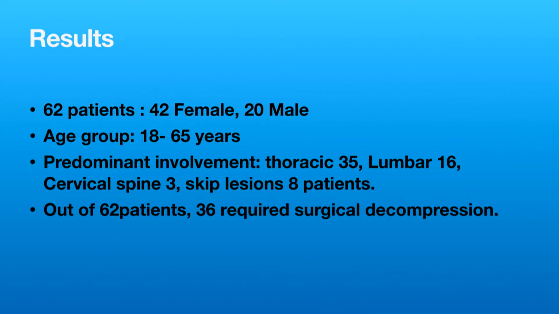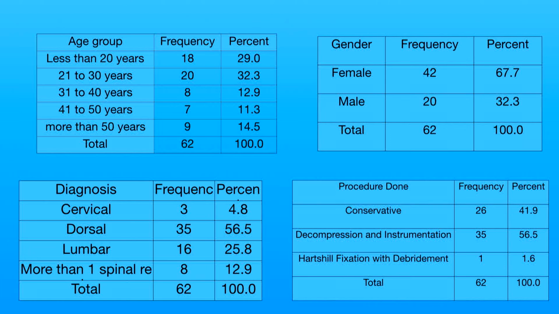The results were, we had 62 patients, out of which 42 were females and 20 were males. The age group was from 18 to 65. Predominantly, we had thoracic spine cases, followed by lumbar and cervical spine. 8 patients had skip lesions, and out of 62, 36 required surgical decompression as per the middle path regime. The commonest age group was between 21 and 30 years. Females were more common, and the level of involvement was dorsal more, followed by lumbar and cervical.